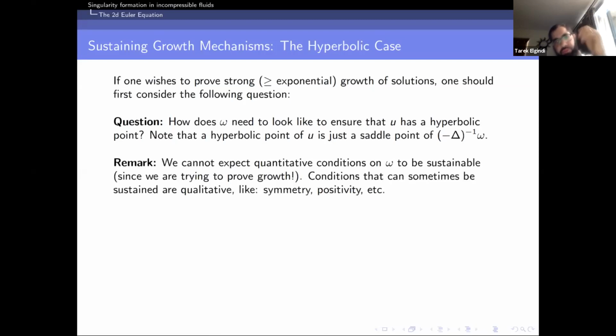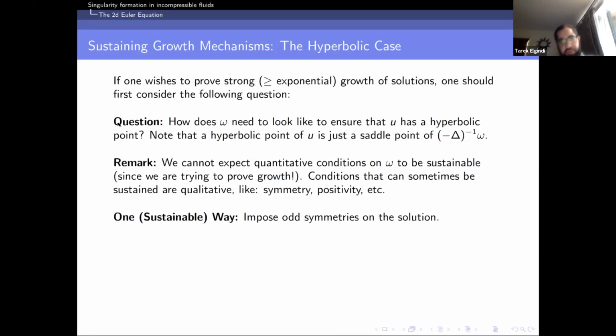Remark: it doesn't make sense to think about very quantitative conditions, because at the end you're trying to prove some instability or growth. So it's better to think about conditions which are like symmetries or positivity or something like that, something which doesn't have any quantitative nature.